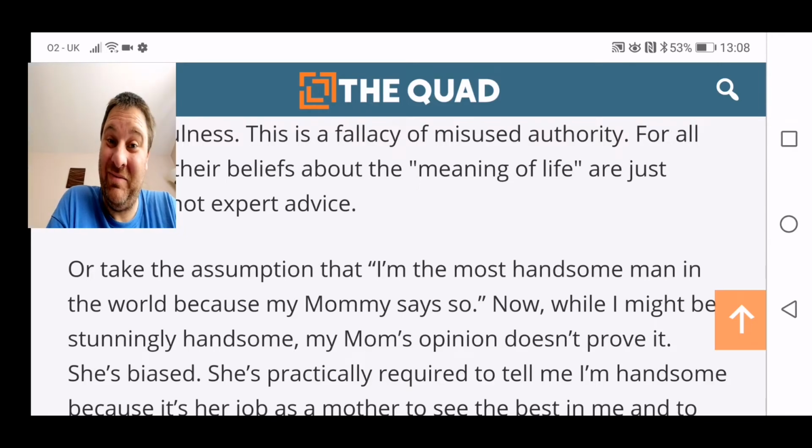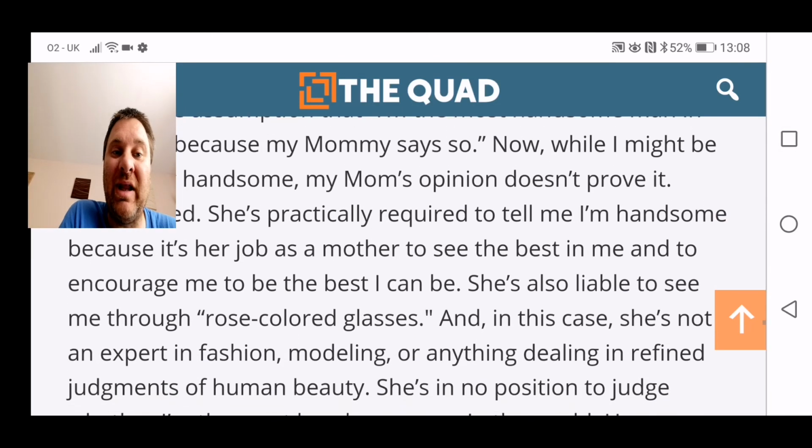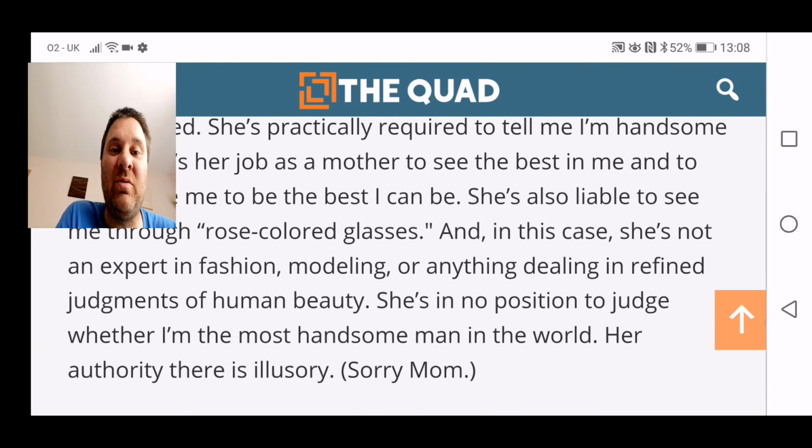My mummy wouldn't have said that. I've not seen my mum since I was like 16, 15. So now, while I might be stunningly handsome, my mum's opinion doesn't prove it. She's biased. She's practically required to tell me I'm handsome because it's her job as a mother to see the best in me and to encourage me to be the best I can be. She's also liable to see me through rose-coloured glasses, and in this case, she's not an expert in fashion, modelling, or anything dealing in refined judgments of human beauty. She's in no position to judge whether I'm the most handsome man in the world. Her authority there is illusory. Sorry, Mum.